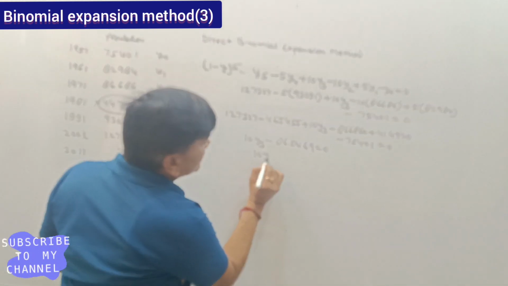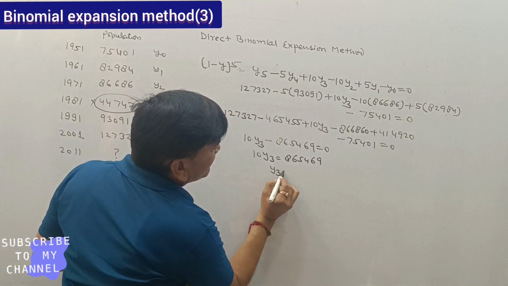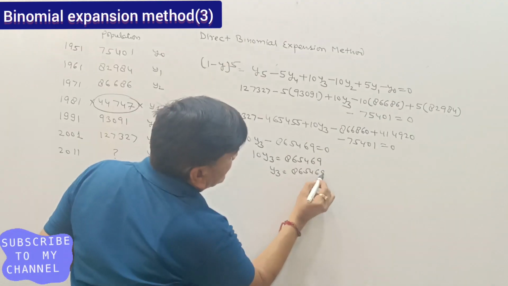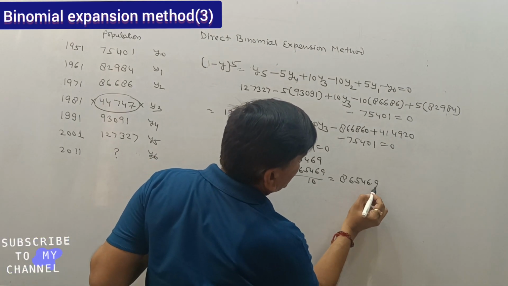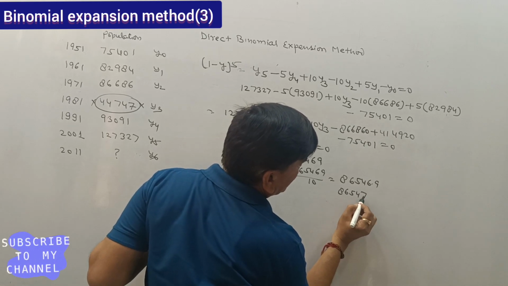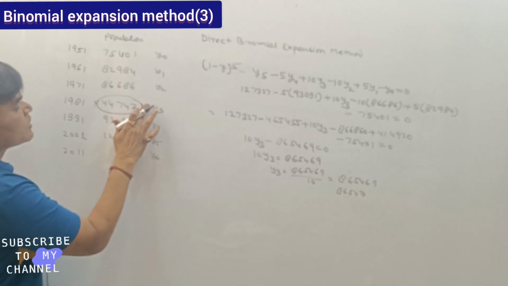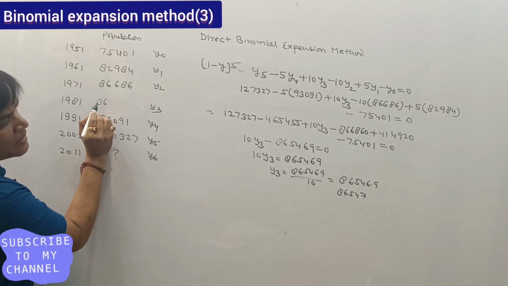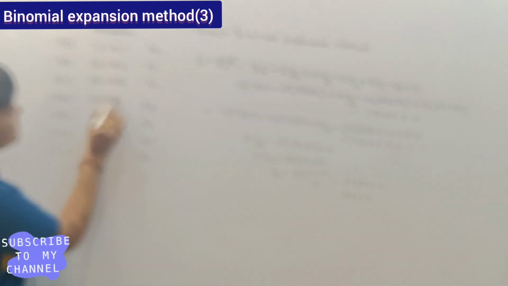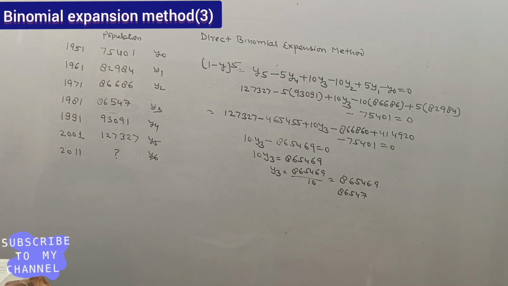So 10 y3 is equal to 865469. So the y3 value is 865469 divided by 10. So that will be 86546.9 or 86547. So this value we have calculated. This was wrong, so we have calculated the right value, that is 86547. That may be nearby.